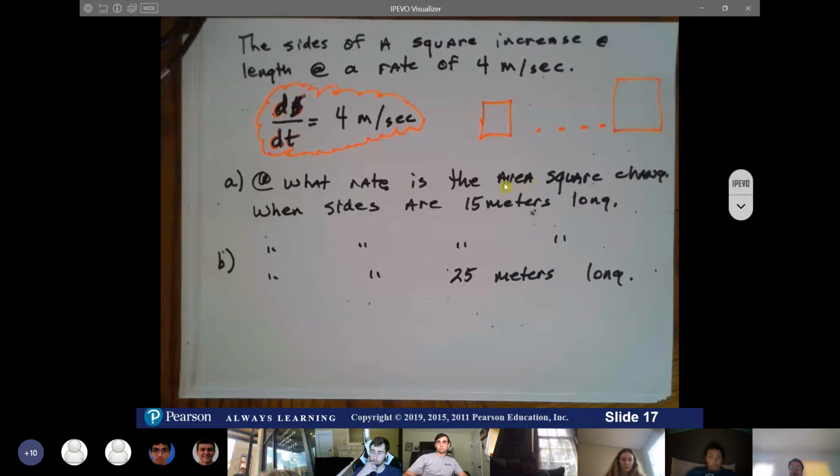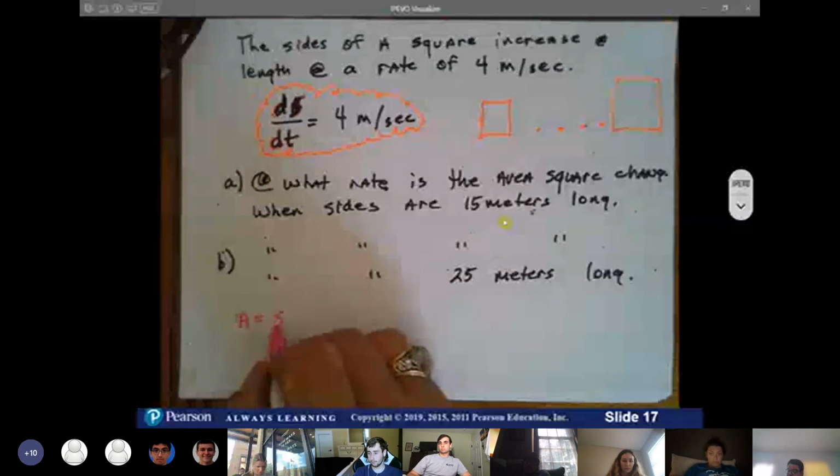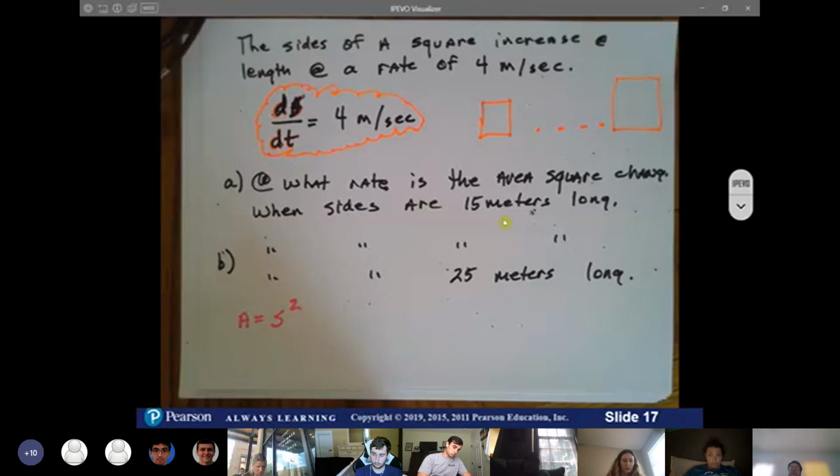It's the area. So somebody give me the area of a square. Be like x times x. Well, S squared, yes. So I'm going to write down A is equal to S squared. Now I want you to take the derivative of this function. This is going to be called dA over dt is equal to 2s, then s ds over dt.